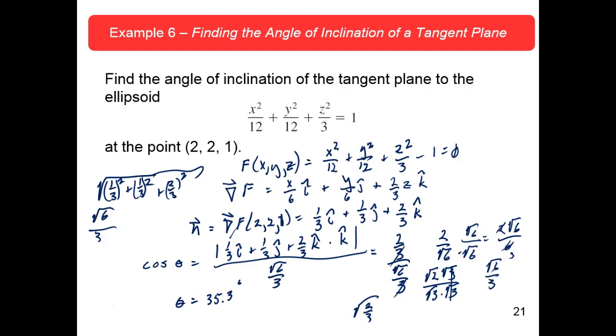Which is almost, if my memory's right, no, it isn't. I was going to say it relates to a radian, but it isn't. That's 53. Okay. A special case for the procedure shown in example 6 is worth noting. The angle of inclination theta of the tangent plane to the surface z equals f(x, y) at (x0, y0, z0) is given by cosine theta equals 1 over the square root of f sub x squared plus f sub y squared plus 1.